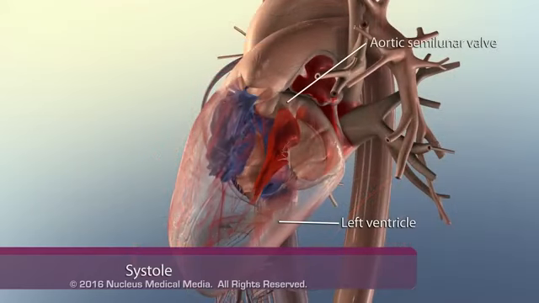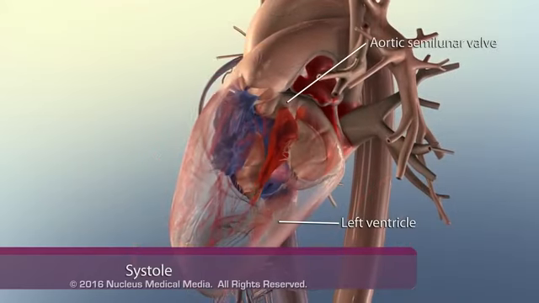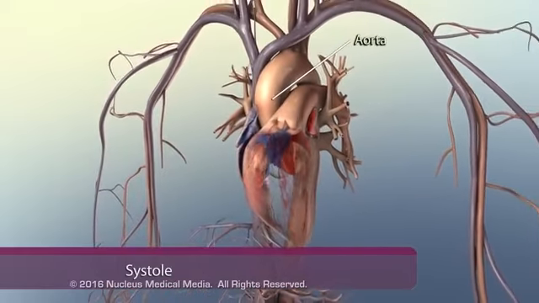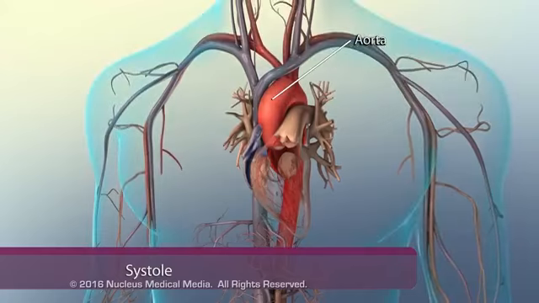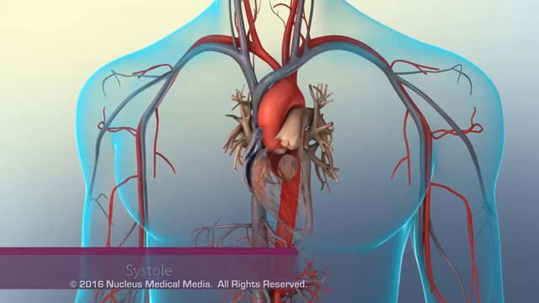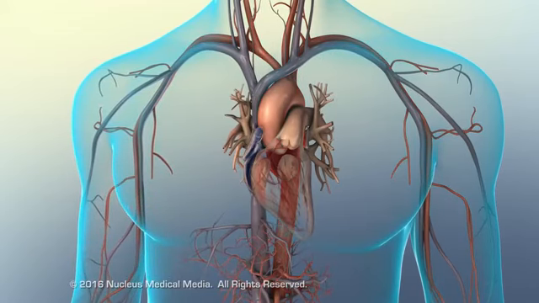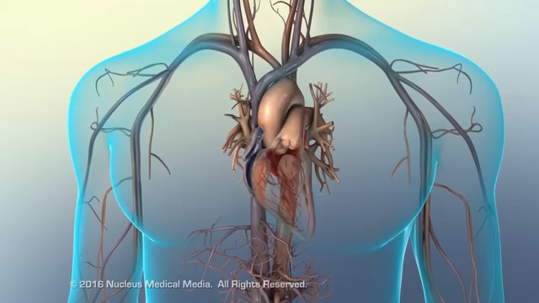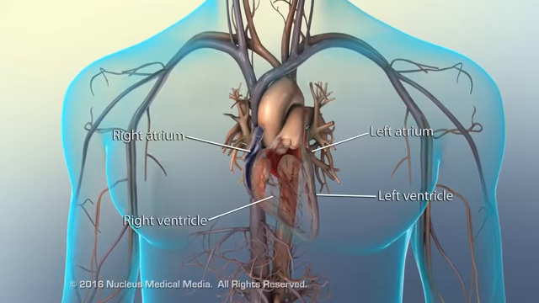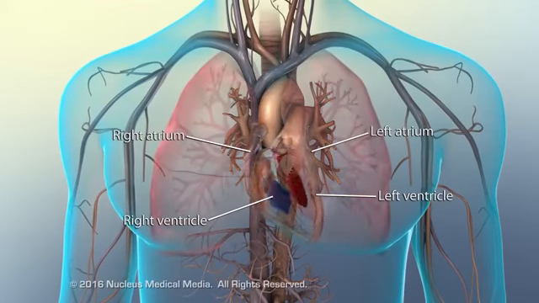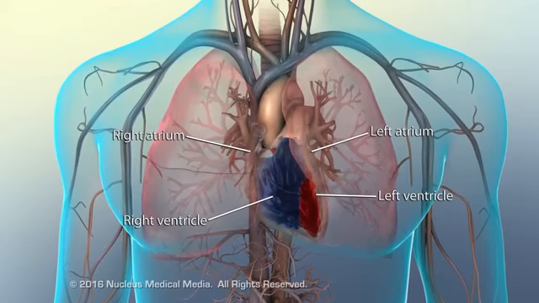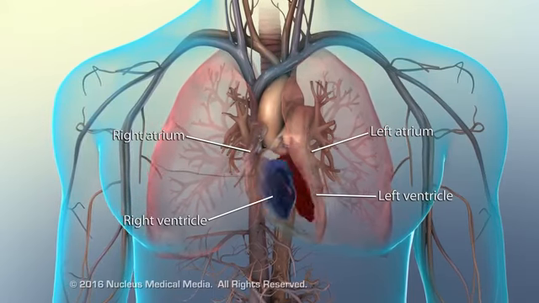Likewise, the aortic semilunar valve opens, and the left ventricle expels blood into the aorta and out to the rest of the body. After ventricular systole, the cardiac cycle begins again as both the atria and ventricles enter diastole to allow the heart to fill with blood. Normally, this cycle repeats 60 to 100 times a minute.